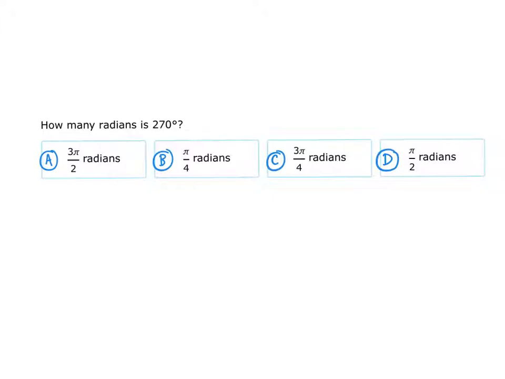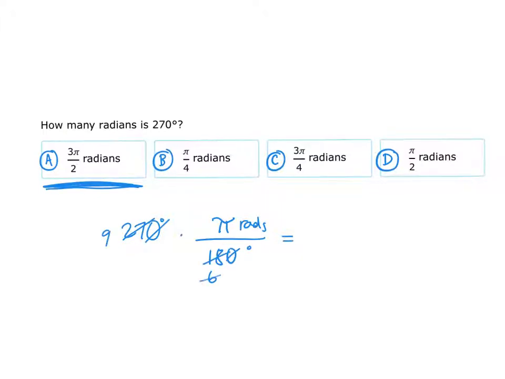Okay, let's try an example. How many radians is 270 degrees? The correct answer is A, 3 pi over 2 radians. Two ways you can do this. 270 degrees, right? You want to cancel out the degree symbols. You're going to have that 180 down here, which is equal to pi radians. When you multiply straight across, you can reduce, and you end up with 3 pi over 2 radians. Okay, so that's one way you can do it.